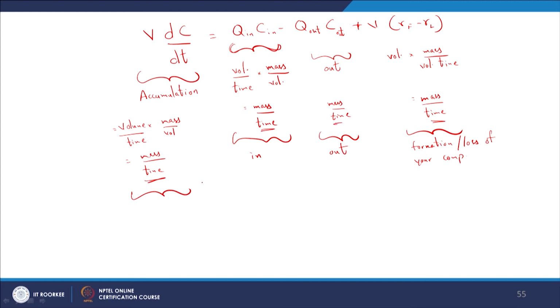and this gives us an idea about the overall accumulation of your particular compound in the system. This gives you an idea about how much mass is flowing into the system, and this gives you an idea about how much mass is flowing out of the system, and this set of variables will give you an idea about how much of it is being formed and how much of it is being lost with respect to time, right.